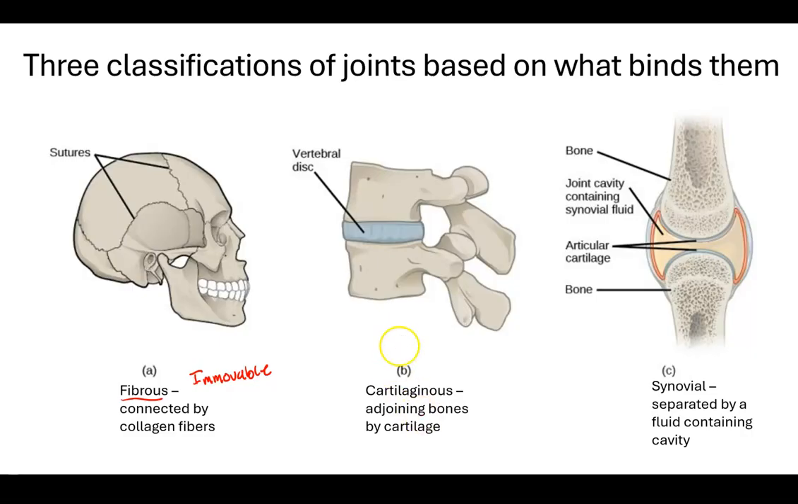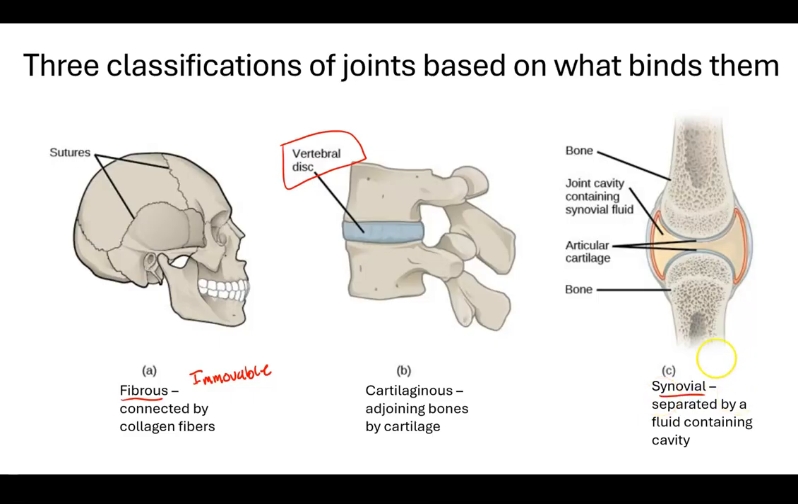The next kind of joint we have is called cartilaginous. These are joints that adjoin bones by cartilage. A good example here is your intervertebral discs. We know that those intervertebral discs are made out of largely fibrocartilage, which allows them to resist compression. These have a varying amount of movement, right? Your spine does have some movement in it, more than the sutures in your skull, which have zero movement, but not a ton of movement like our third category, called synovial.